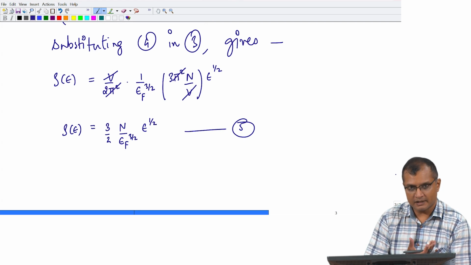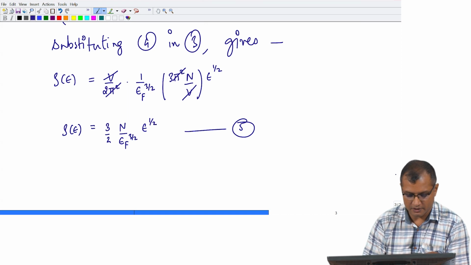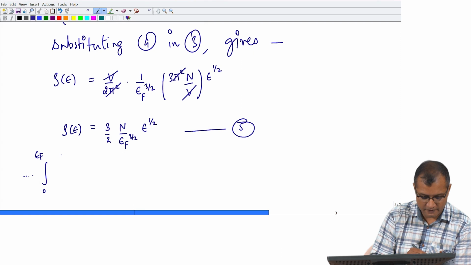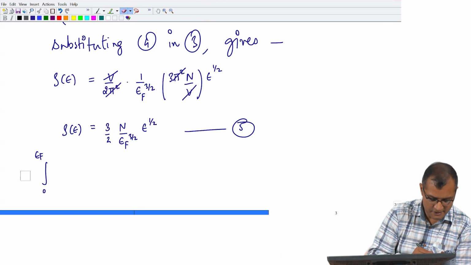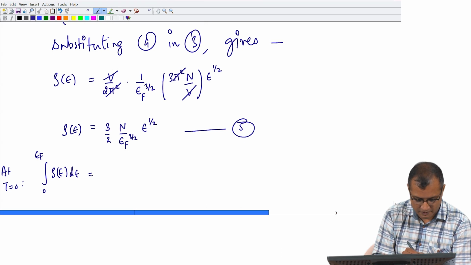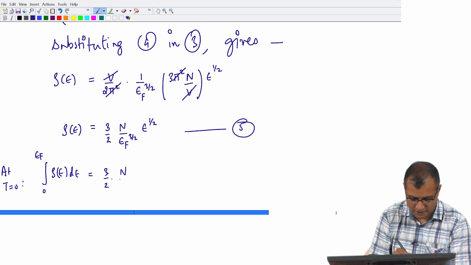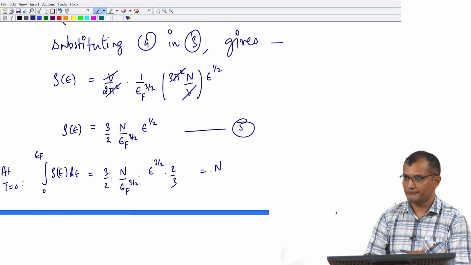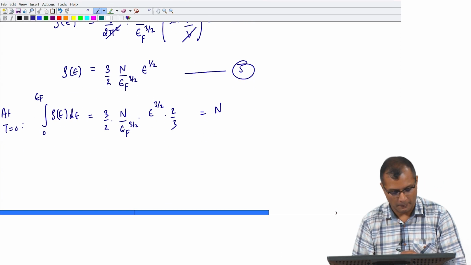Right. So, you can easily say this is the right expression, because if I integrate this rho E over the entire range at T equal to 0, I will just get n. It is very easy, you can just check. This will give me 3 by 2 into n upon EF to the power 3 by 2, and when square root of E is integrated, it gives you E raised to 3 by 2 into 2 by 3. So, this is nothing but n. So, my expression of the density of states is correct.